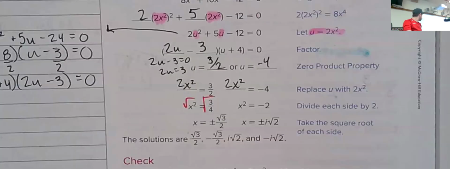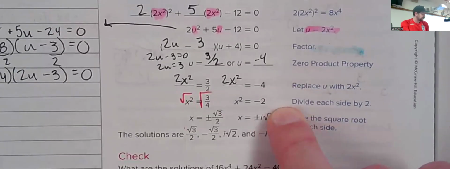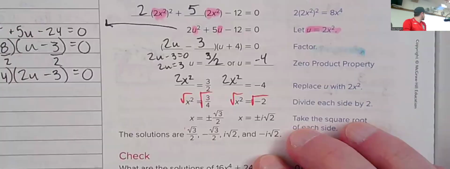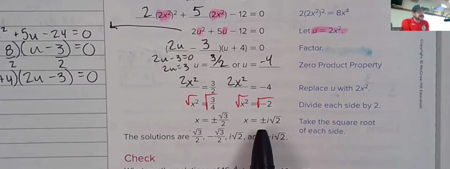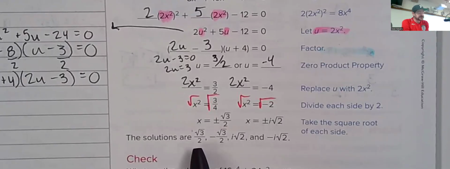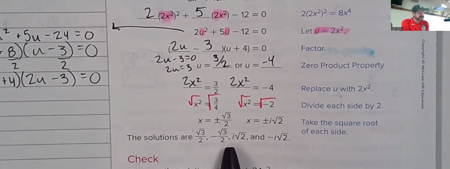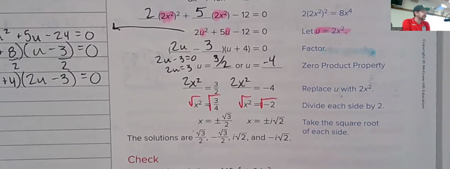Over here, divide both sides by 2. X squared equals negative 2. If you square root a negative, you have to use the imaginary unit. So we end up with plus or minus i root 2. Which means we have two real answers, root 3 over 2 and negative root 3 over 2. And we have two complex numbers, two imaginary numbers, i root 2 and negative i root 2.